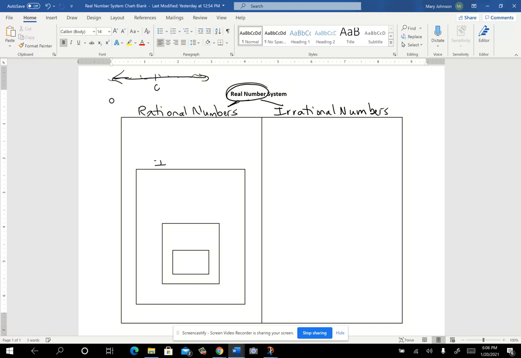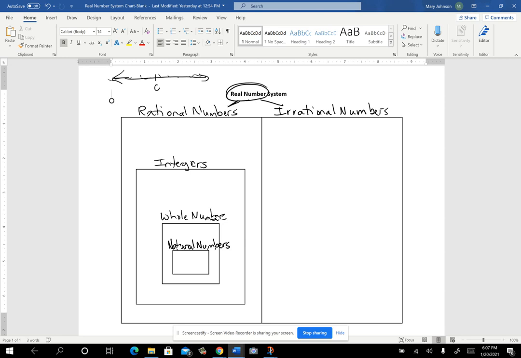So before I show you examples, let me get the names of the other numbers on here. So this next box, the numbers inside it would be called integers. And then the next one, the numbers inside it would be called whole numbers. And then the numbers inside the next box would be natural numbers, is what they're called.